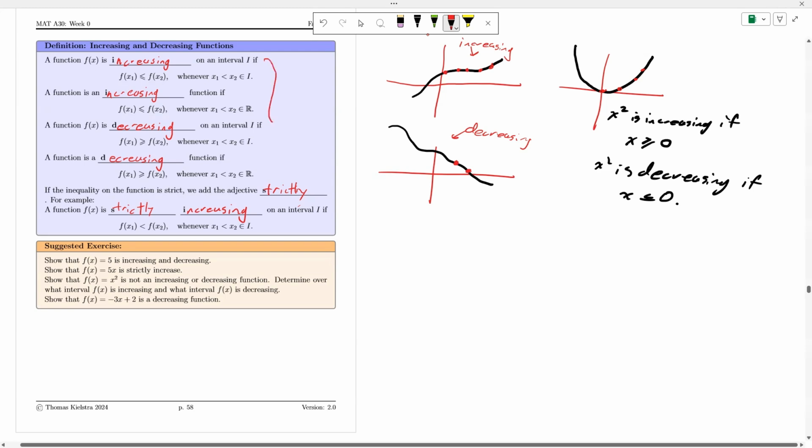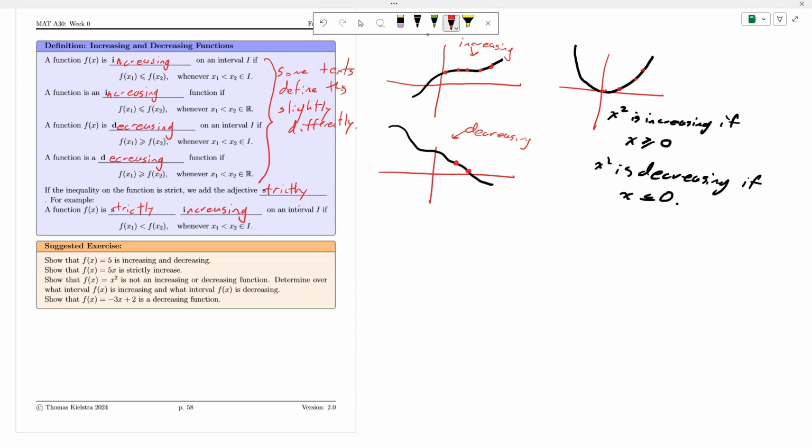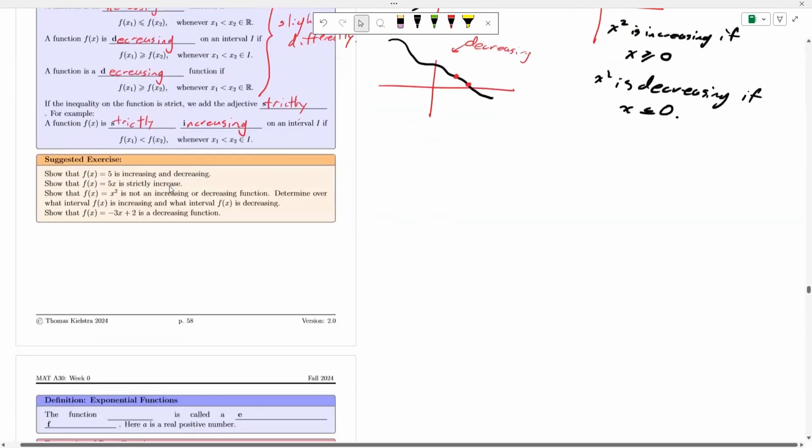One thing to comment here is that some texts define this slightly differently. Strictly increasing is what they call increasing functions, and a function is not increasing if it doesn't have this strict inequality. It's sometimes defined slightly differently in other contexts. But as you go on to study calculus, the definition that you will use will be clearly given.